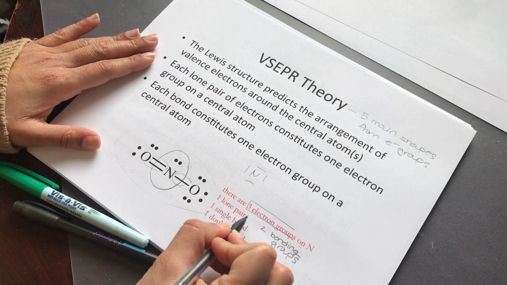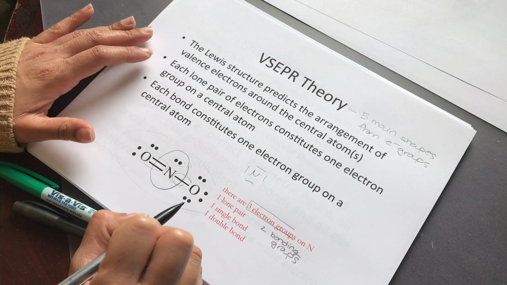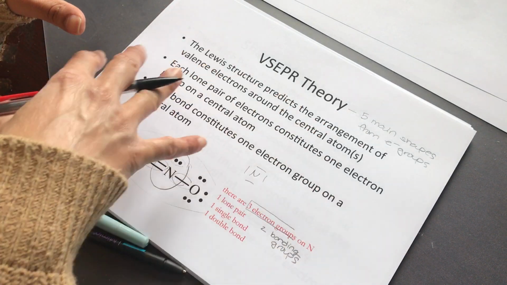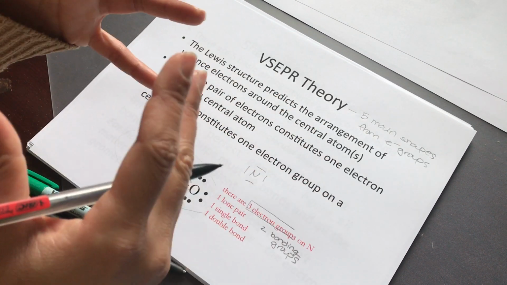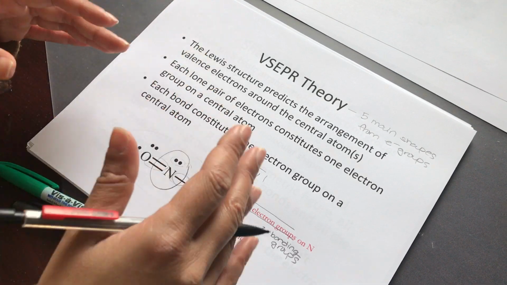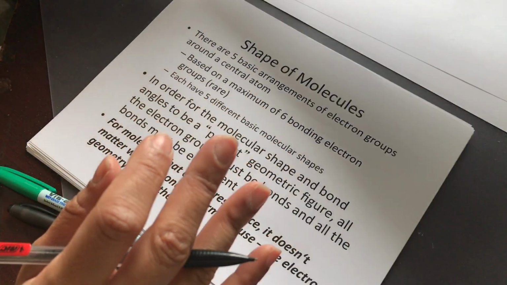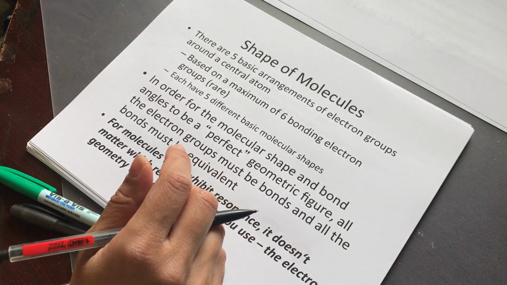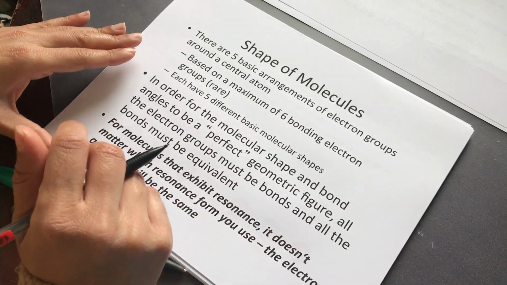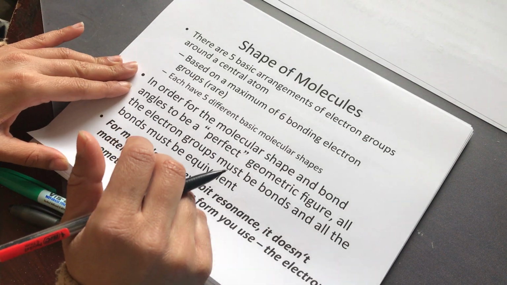Your lone pair and your bonding group should always add up to your electron groups. The electron groups is the total of what's around your central, and then you specify it with how many lone pairs and how many bonds you may have. So looking at the shape of the molecules from the 5 basic arrangements of electron groups.